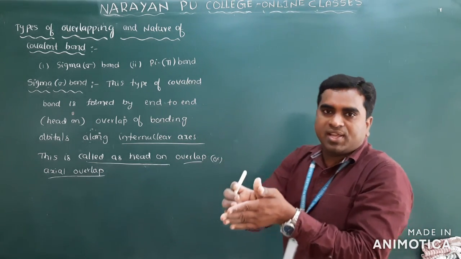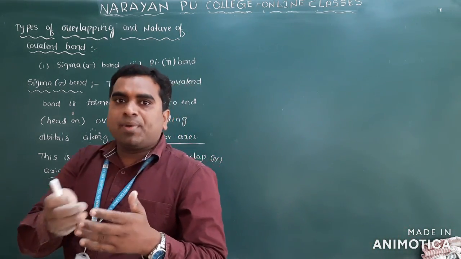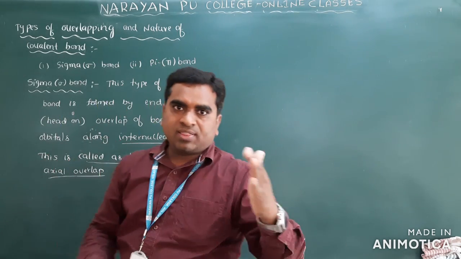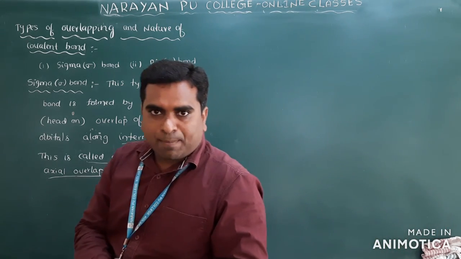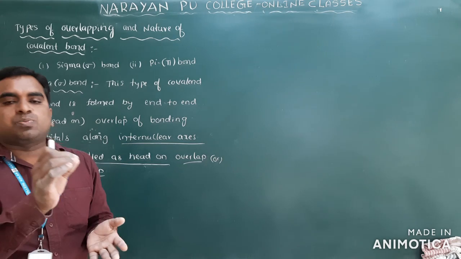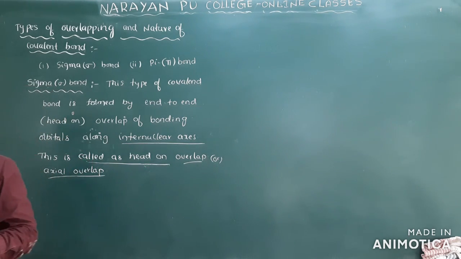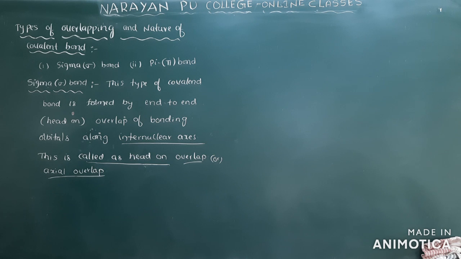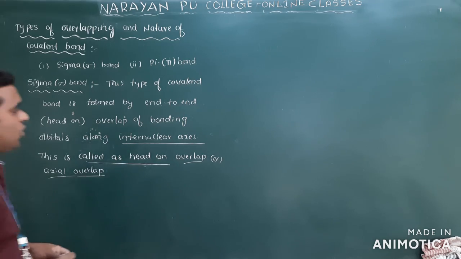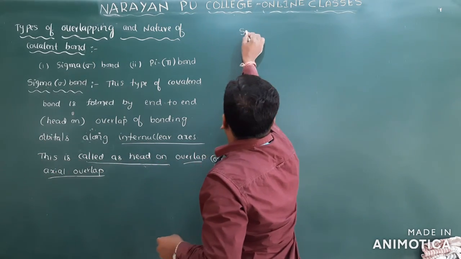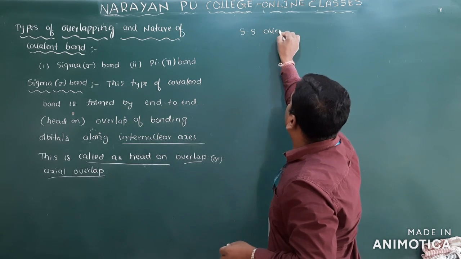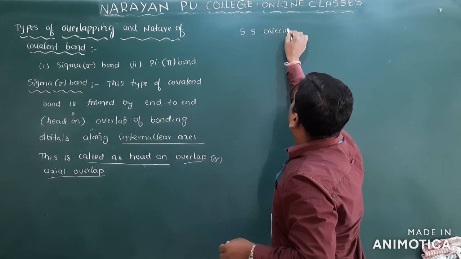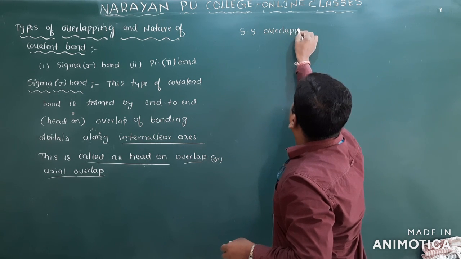And this sigma bond can be formed by a combination of the following overlaps, 3 overlappings. The first one is SS overlapping, another one is SP overlapping, and the third one is PP overlapping. So the first one is SS overlapping. Put the heading, first one is SS. How does this sigma bond form? In 3 ways. SS overlap or SS overlapping.